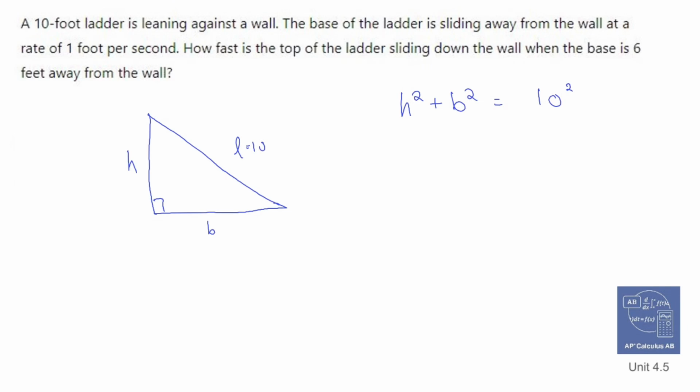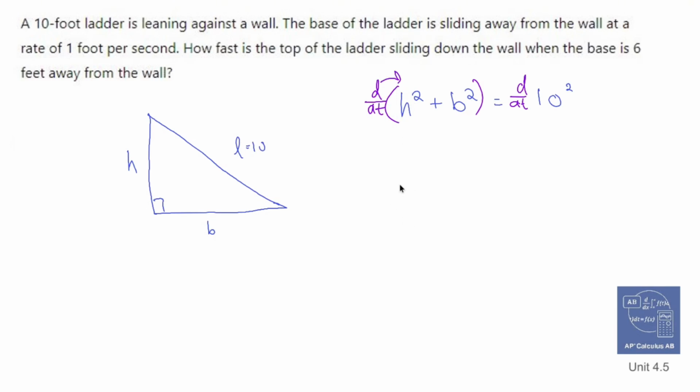Now, what I need to do is use related rates and take d/dt of both sides. So I'm going to take the derivative with respect to t of both sides, because this is mentioning my ladder sliding away from the wall at a rate of 1 foot per second, and I care about the speed at the top of the ladder sliding down. So I'm looking for dh/dt, and I know what db/dt is. So let's take the derivative of everything.